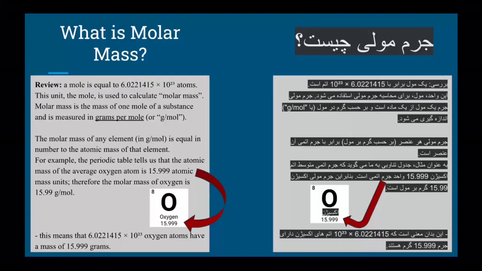Hi guys, I'm Liv, and today I'm going to be talking about molar mass. Just to review what you learned in an earlier lesson, the term mole refers to a specific quantity of atoms, 6.02 times 10 to the 23rd atoms. We will use this quantity to find molar mass, which is simply the mass of 1 mole of a substance.